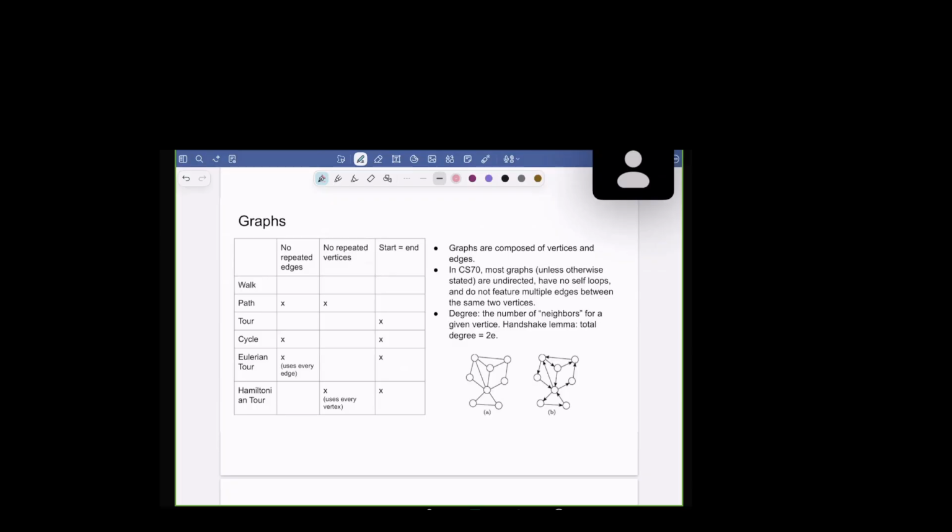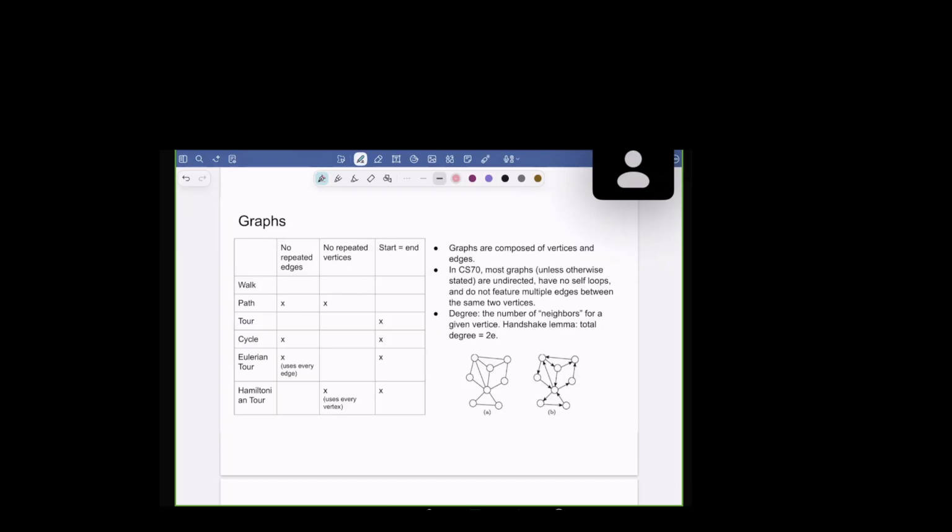And then a path would not want you to repeat any vertices, and it would also not want you to repeat any edges, because if you think about it, when you're taking a path, you want to get somewhere efficiently. So you don't want to be going back to the same spot or going through the same edge, because that would just be repeating your path. So the conditions for a path are just no repeated edges and no repeated vertices.